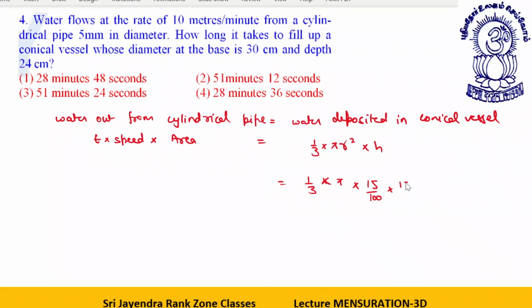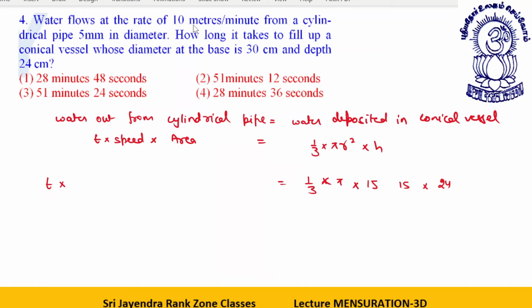15 by 100 into 15 by 100 and depth 24 centimeter. This is 24 by 100. Okay, everything is in meter. Now on this side, time I have to calculate, or let me take everything in second. Everything in centimeter.